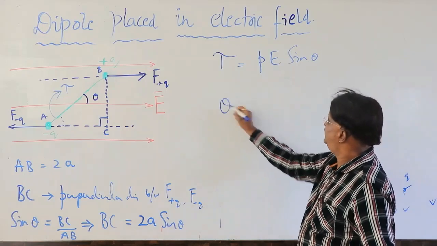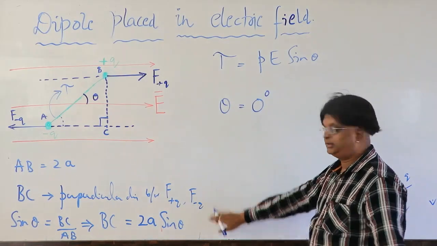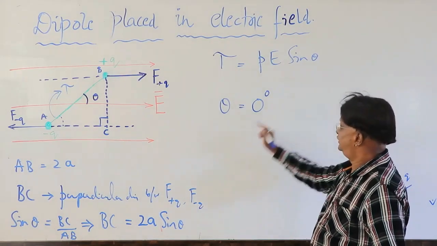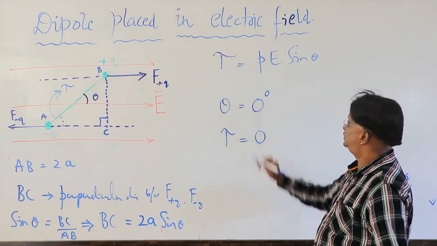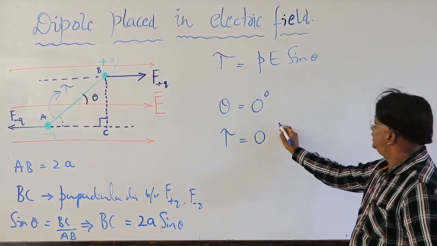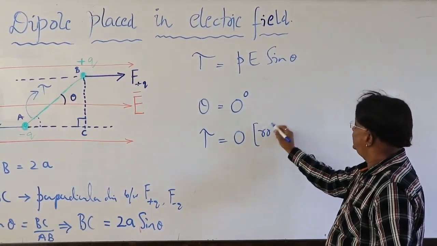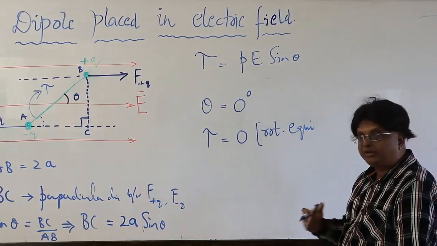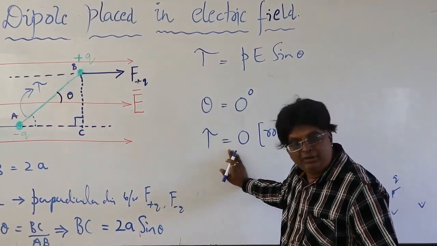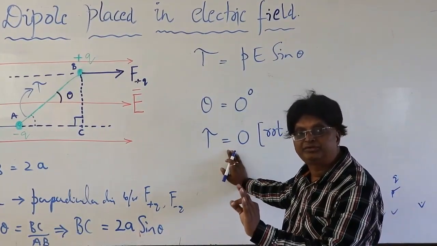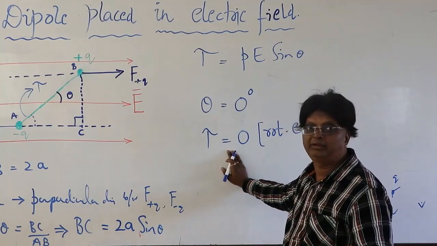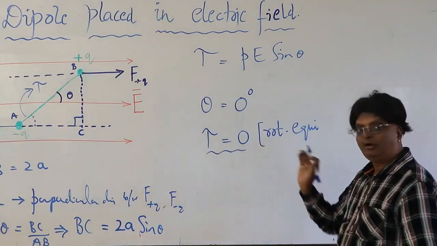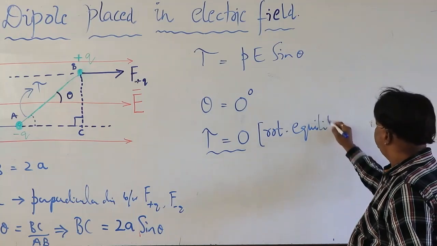Now tau is equal to P sin theta. I am discussing the case of theta equal to 0 degrees. Mathematically, sin theta is 0, so torque tau is 0. Torque 0 always says rotational equilibrium. Earlier also we have discussed some equilibrium cases. In the case of translatory motion, we said net force is equal to 0, then it is dynamical or static equilibrium. But here torque equal to 0 always refers to rotational equilibrium.